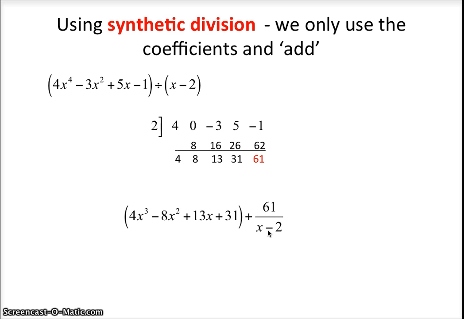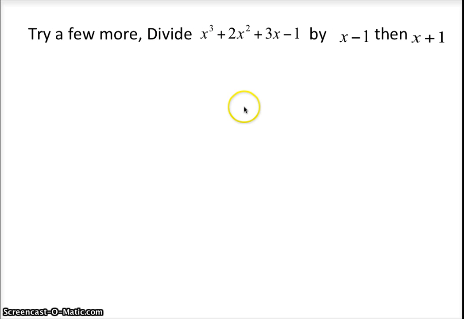Let's try another one. Let's divide x cubed plus 2x squared plus 3x minus 1. Let's divide it by x minus 1 first, so a k value of positive 1, and then try the question again, dividing by x plus 1 with a k value of negative 1. So remember, our coefficients will be 1, 2, 3, and negative 1.